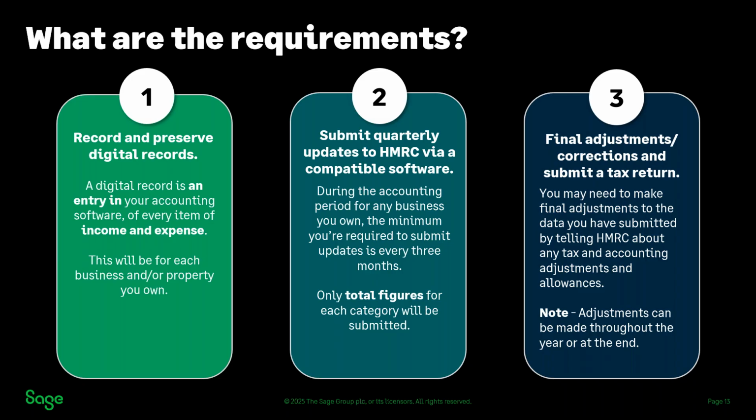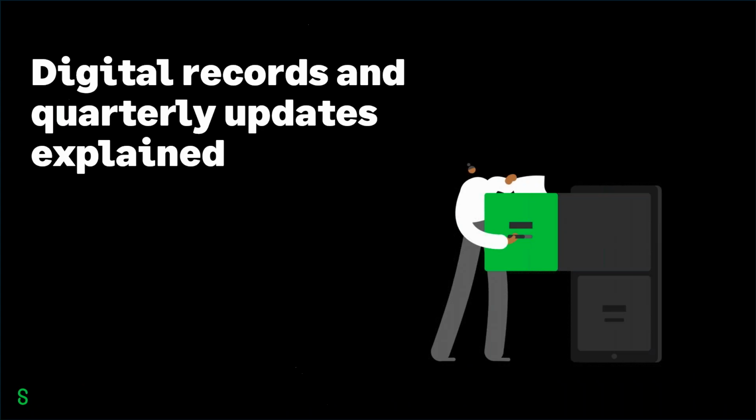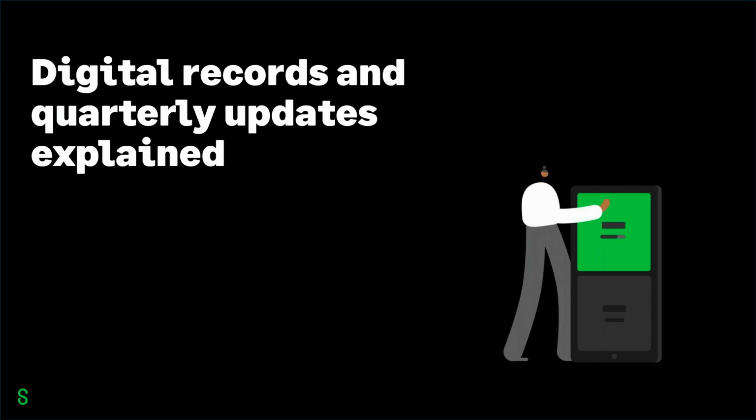Lastly, we've got the final adjustments and corrections and submitting your tax return. Now, although you can make adjustments throughout the year, you may need to check if any final adjustments, or you may need to claim any relief. This can be done at this point. Once all the checks have been done, you then submit a final tax return confirming everything that has been submitted. Everything that you've submitted is to the best of your knowledge. So what we'll do now is we'll actually delve more into the digital records and the quarterly updates.